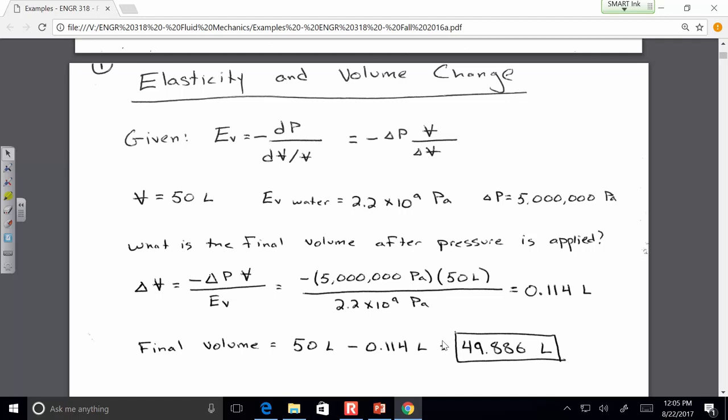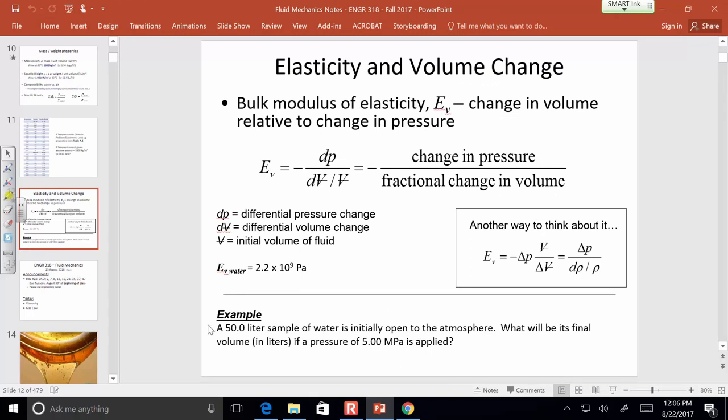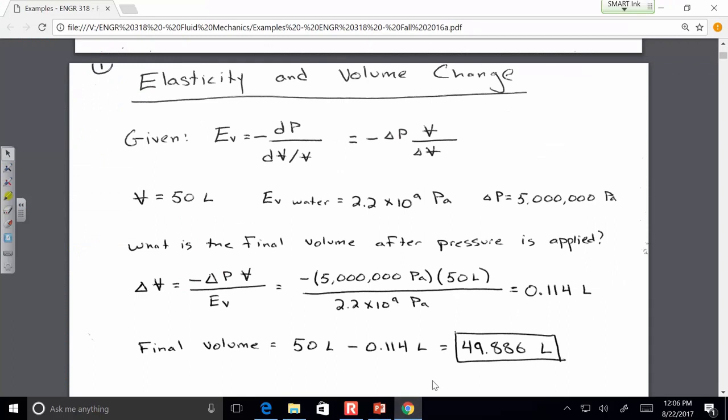And so the final volume is 49.886 liters. And then what we could do, if we're being careful about the units, it looks like we've got three significant figures here: 50.0 liters, 5.00 megapascals. And so my preference would be that you show all of the digits of accuracy that you've got, and then in the end you could round to 49.9 liters.